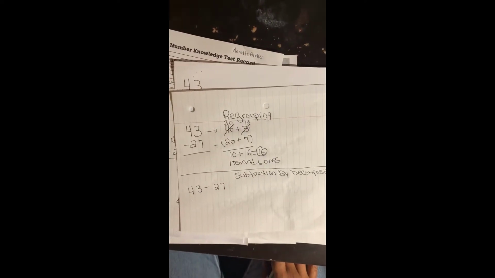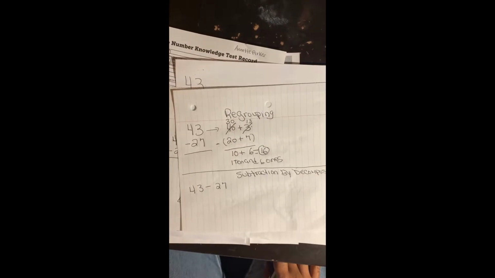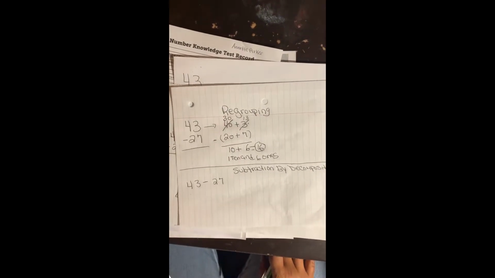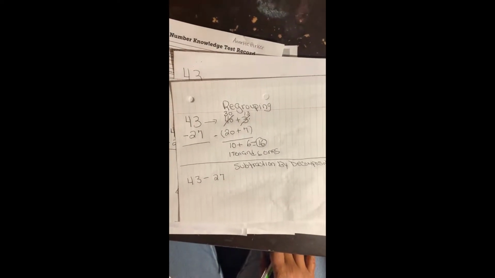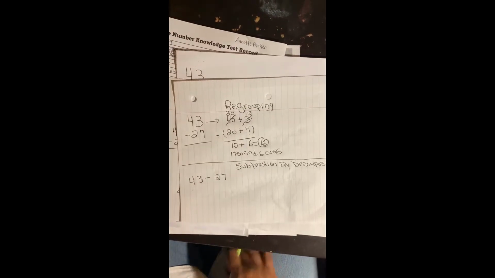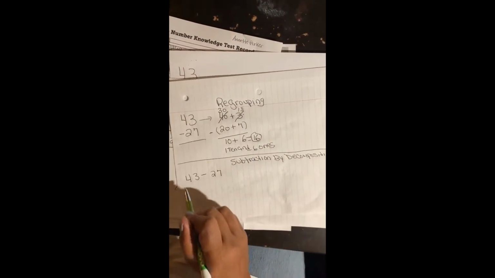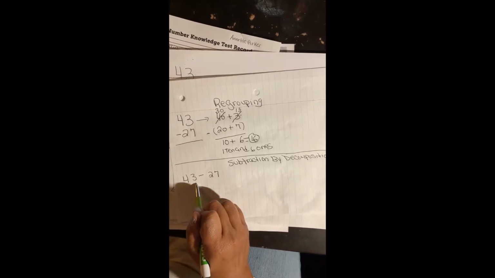The next strategy I'm going to show is subtraction by decomposition. Subtraction by decomposition is column subtraction, which involves borrowing a 10 from the next highest place value to enable the subtraction if the top number in a column is smaller than the bottom number. So we're going to look at it like this, and we're going to look at 43.